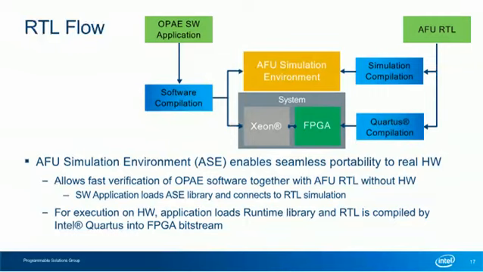The software application simply loads the ASE library, which supports OPAE, and automatically connects to RTL simulation using the SystemVerilog DPI feature. For execution on hardware, the application developer simply needs to change the linked library to the runtime library, while the RTL is compiled by Quartus into FPGA bitstreams using the same source used in the simulation.